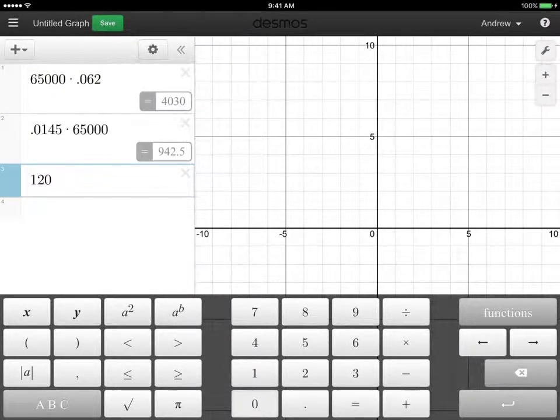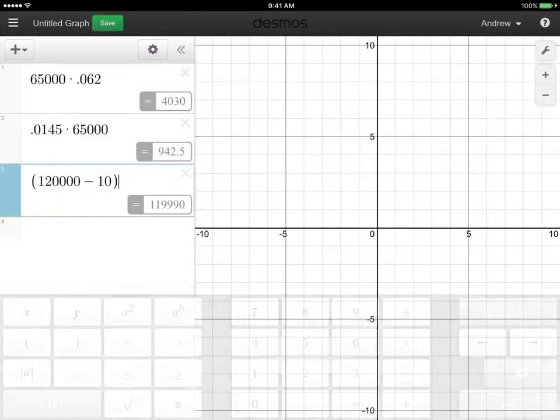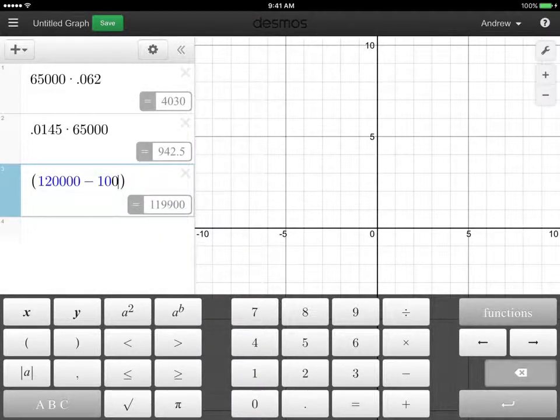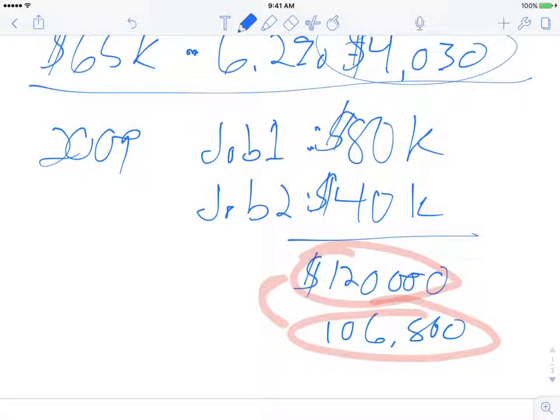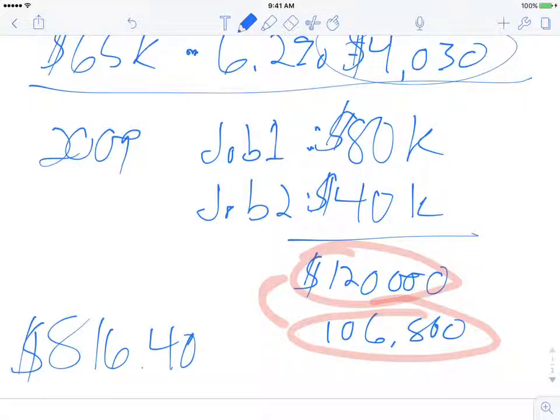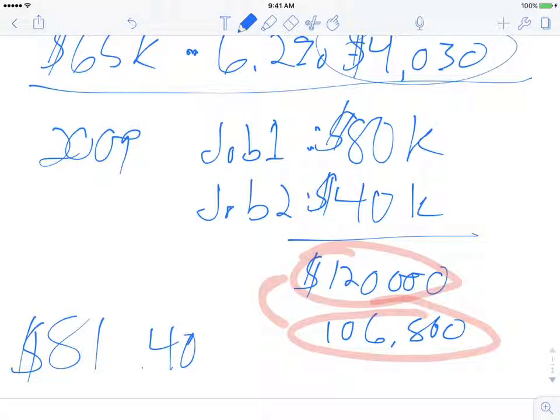All right, so we have 120,000 minus 106,800, and we're going to take that times 0.062. All right, so what that means is there's $818.40 that's actually going to be paid extra. $818.40 total. All right, there we go.